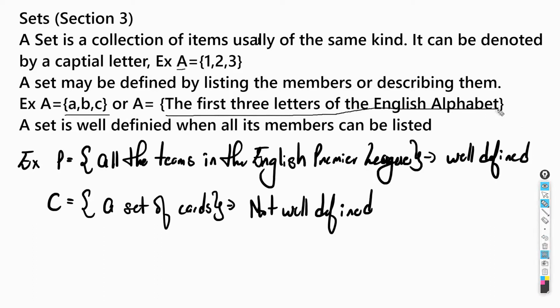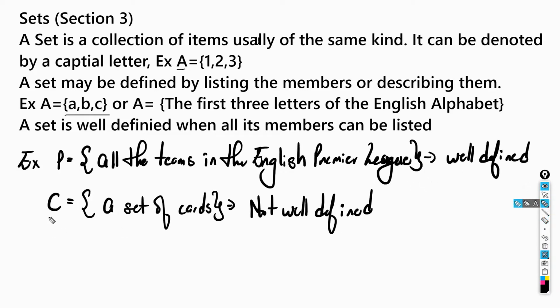So it says a set is well defined when all its members can be listed. And that's very true. So let's give an example. The set P is equal to all the teams in the English Premier League. And everybody knows that there are 20 teams, well, most people do. This is common knowledge. There are 20 teams, and right now you can find the listing of those 20 teams anywhere on the internet. So it's pretty well defined.